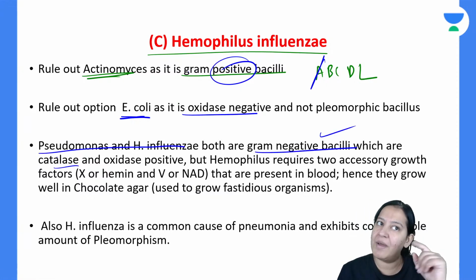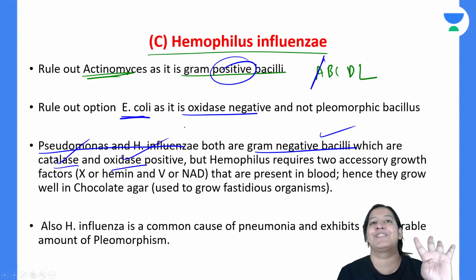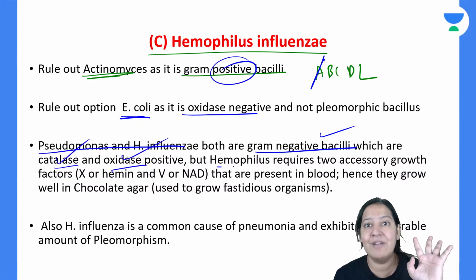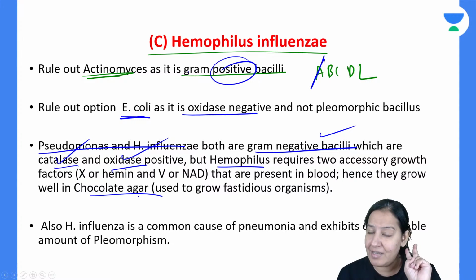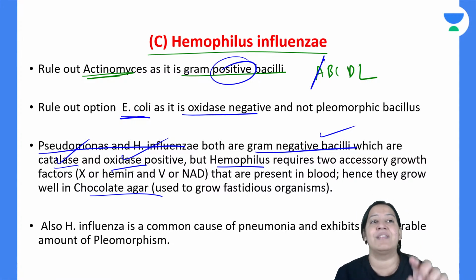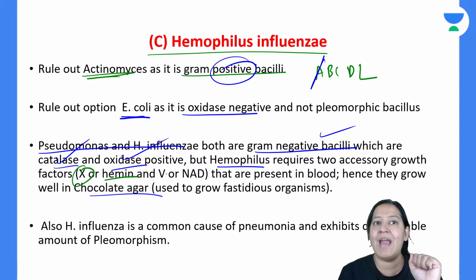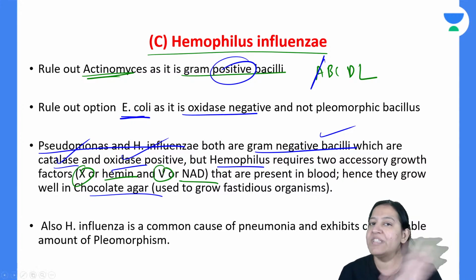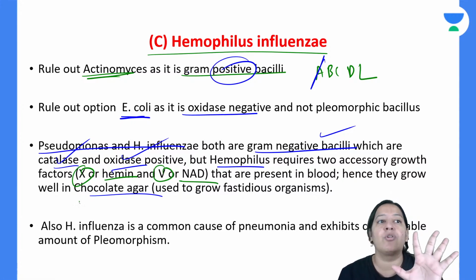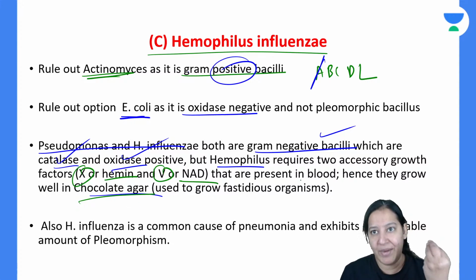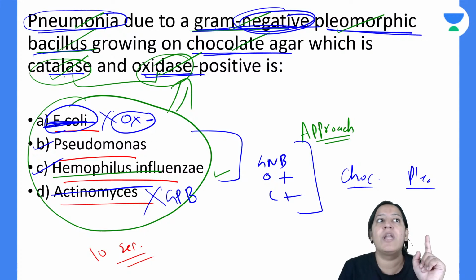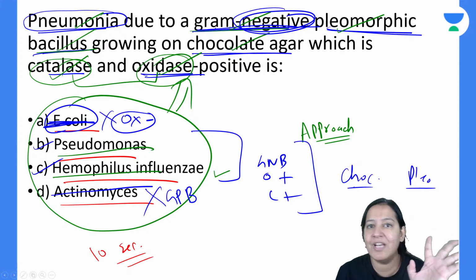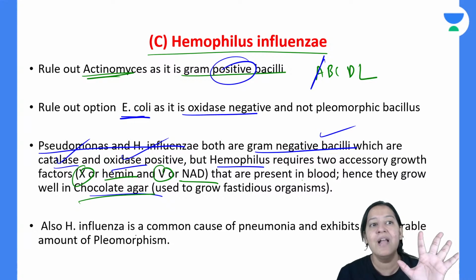Both of them are catalase positive, both of them are oxidase positive, but it is Haemophilus influenzae which has two other properties. It can grow only on chocolate agar because it requires specific growth factors, factor 10, hemin, and factor 5, NAD, without which it cannot grow. Both of these are present on chocolate agar, heated blood. When you heat the blood, these factors come out. So it is H. influenzae which grows only on chocolate agar. Pseudomonas does not need chocolate agar to grow. Have you got it?